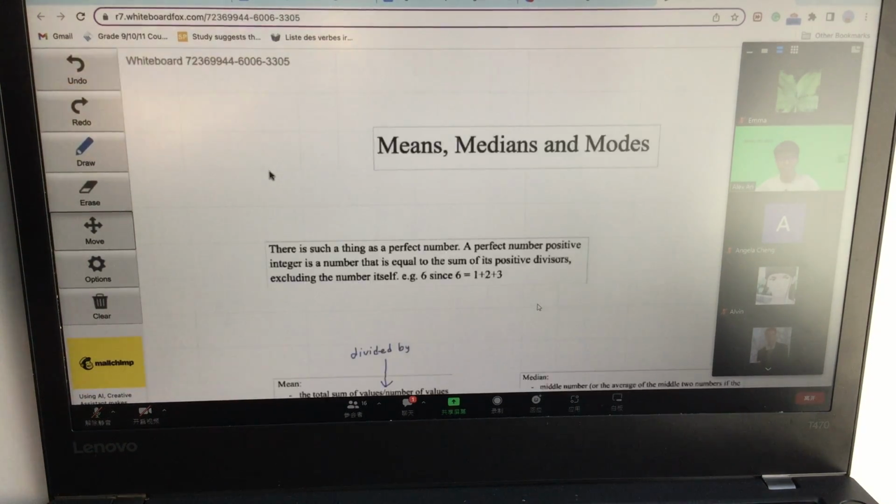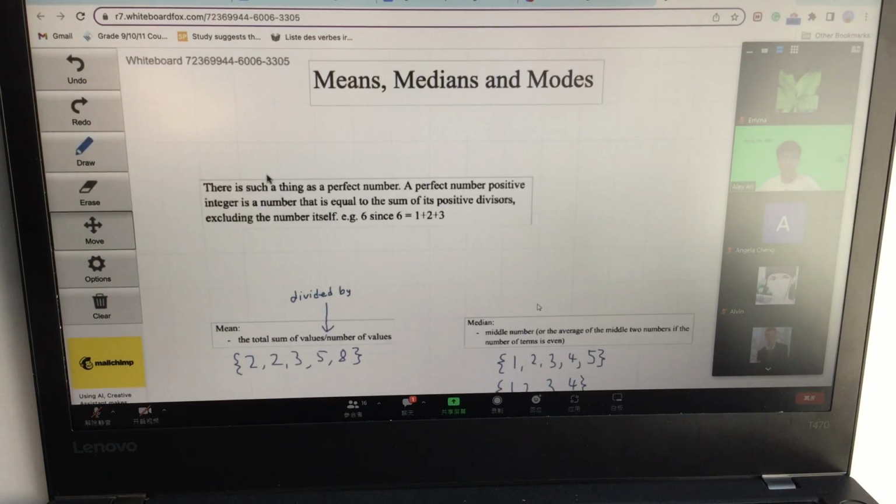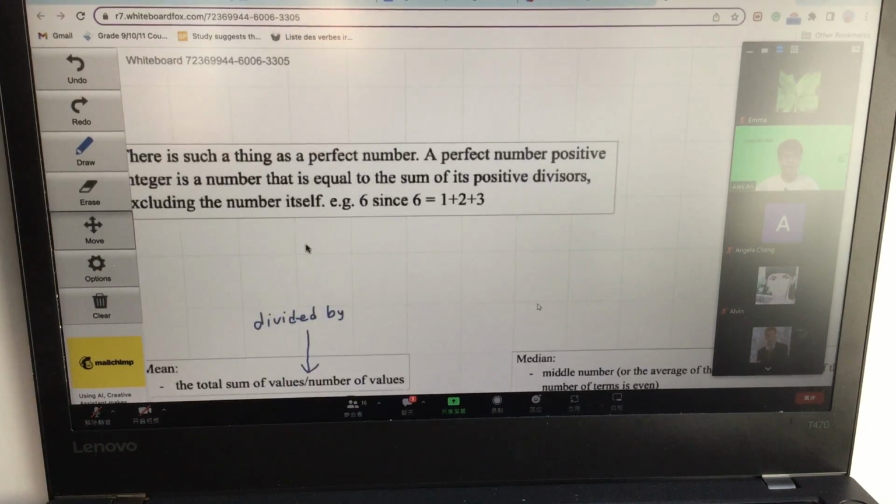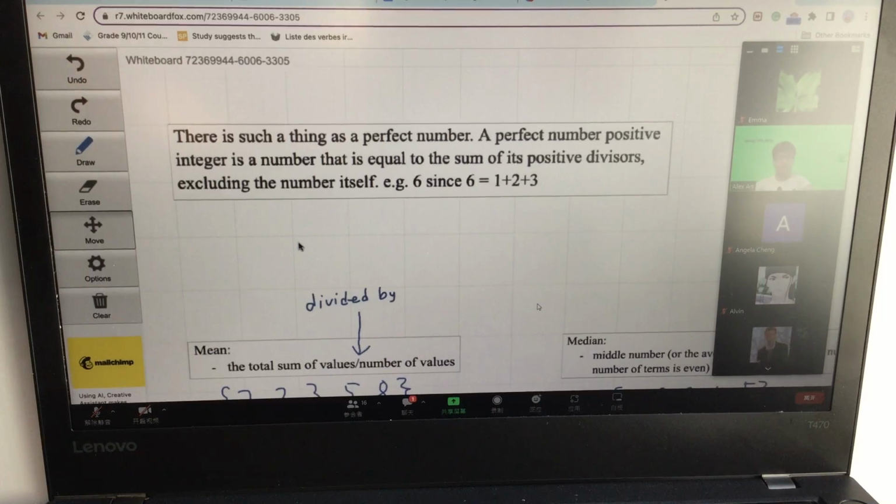Today we are going to be doing mean, median, and mode. And I would like to start today's class with an interesting fact. There is such a thing as a perfect number.